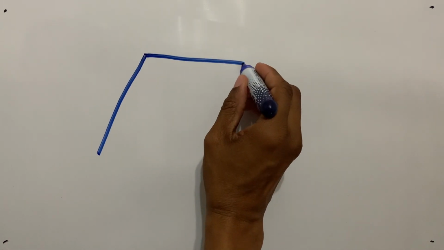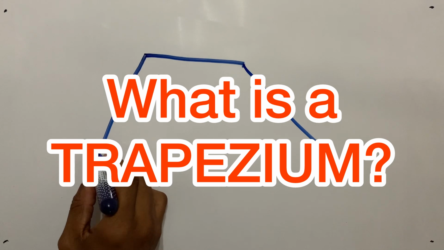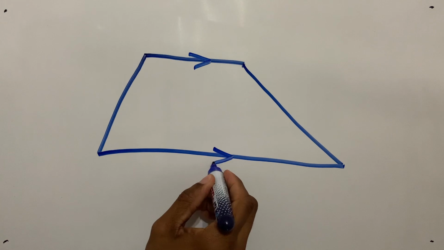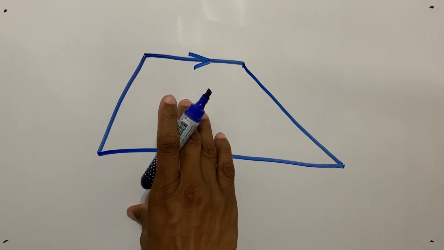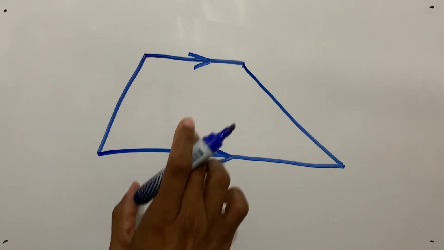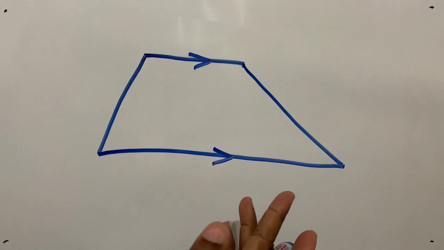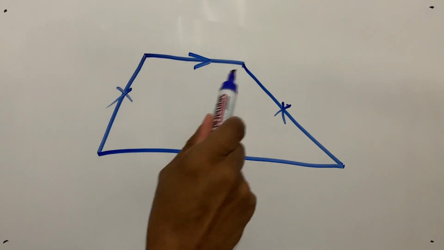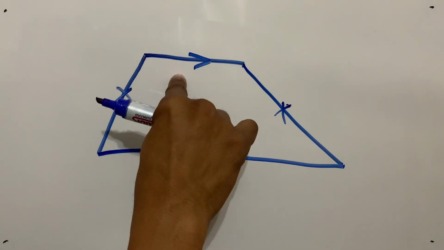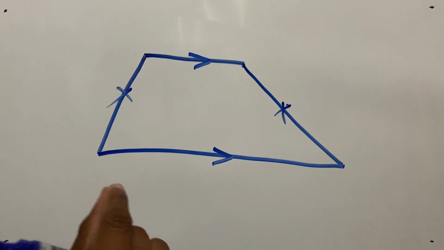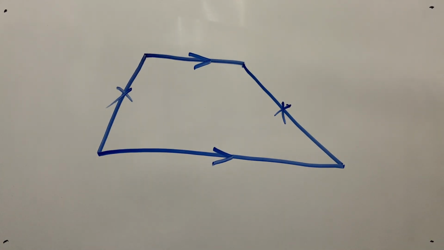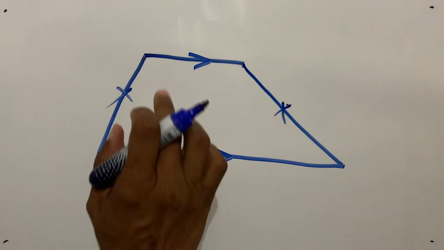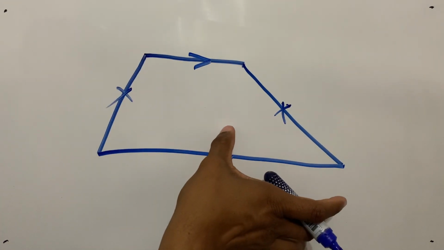Let's look at this shape. This shape is what we call a trapezium. And what is a trapezium? It's just a quadrilateral with one pair of sides being parallel. So these two sides are not parallel. However, it has to have a pair of sides being parallel, and that's what you call a trapezium. So it's a quadrilateral, a four-sided figure, but two of the sides are parallel.